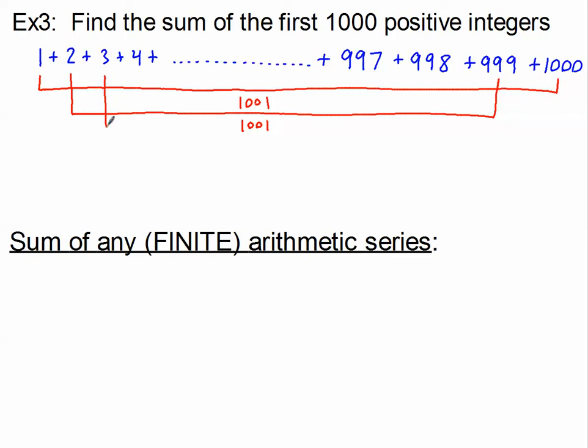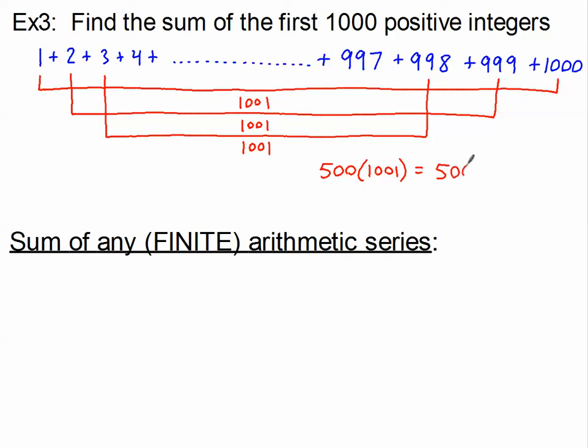I take the third term and the third to last term, 3 plus 998 gives me another 1,001, and so on and so forth. How many pairs of numbers do I have? Well, that would be 500. And what are their values always going to add to? 1,001. So there'd be 500 1,001s, which gives me a grand sum of 500,500. A much faster way of calculating this sum if you group the terms a little bit better.